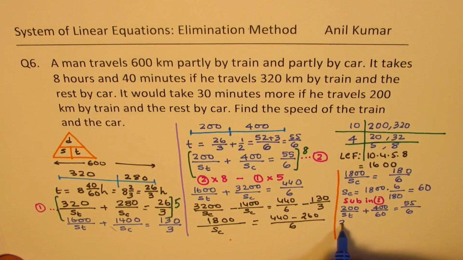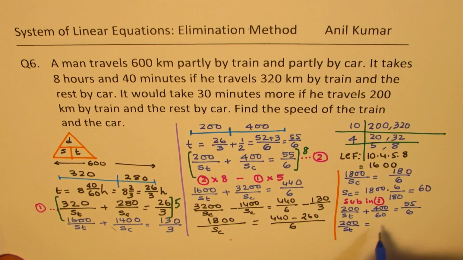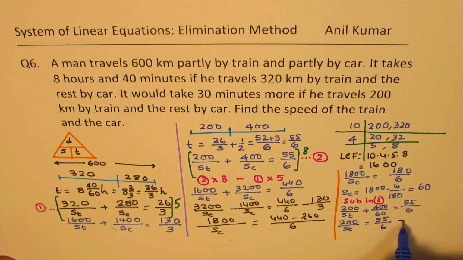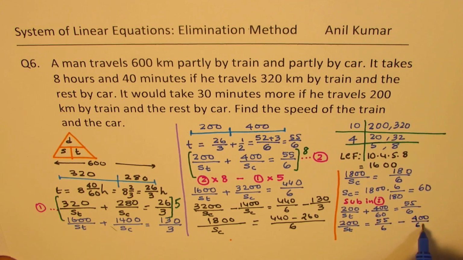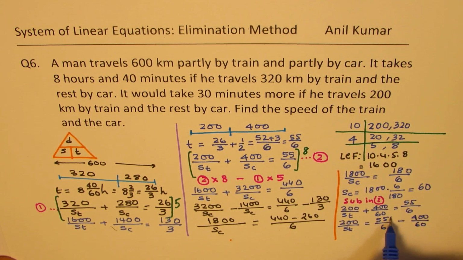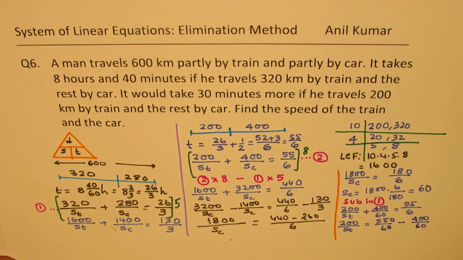So what we have here is 200 divided by the speed of train is equal to 55 over 6 minus 400 over 60, right? We have 60 here. Now to make it 60, we'll multiply with 10 in both numerator and denominator. So we get a common term here, and now it's easier to simplify.